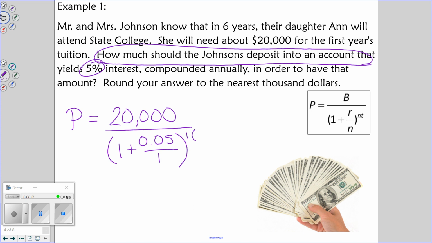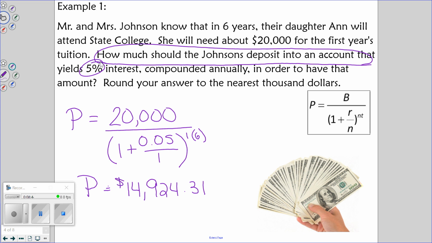Parenthesis, 1 times how many years? 6. All right, so go ahead and grab your calculators. Again, practice with the calculators. It's terrible when you have the right formula written down, then you give me a wrong answer on the test. That's frustrating. Okay, so as you're looking at it, your calculator should give you $14,924.31.